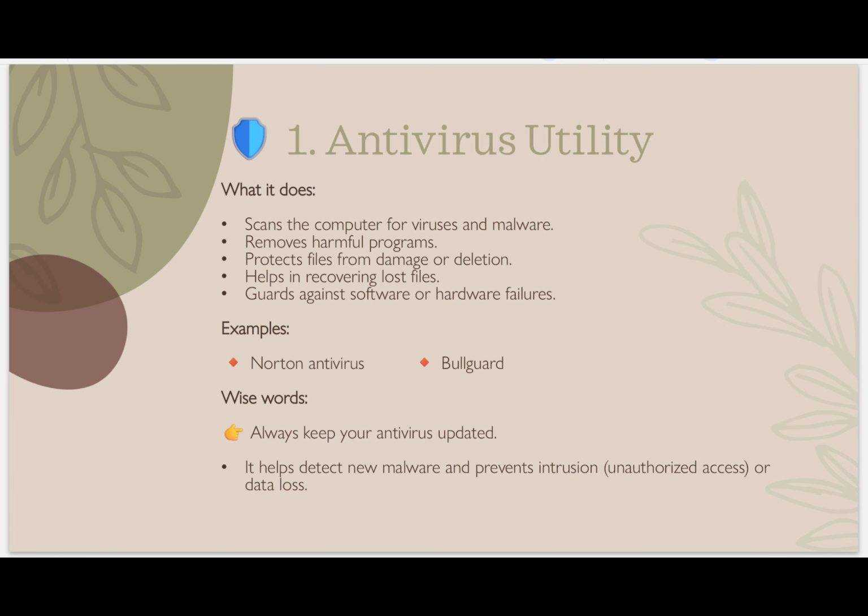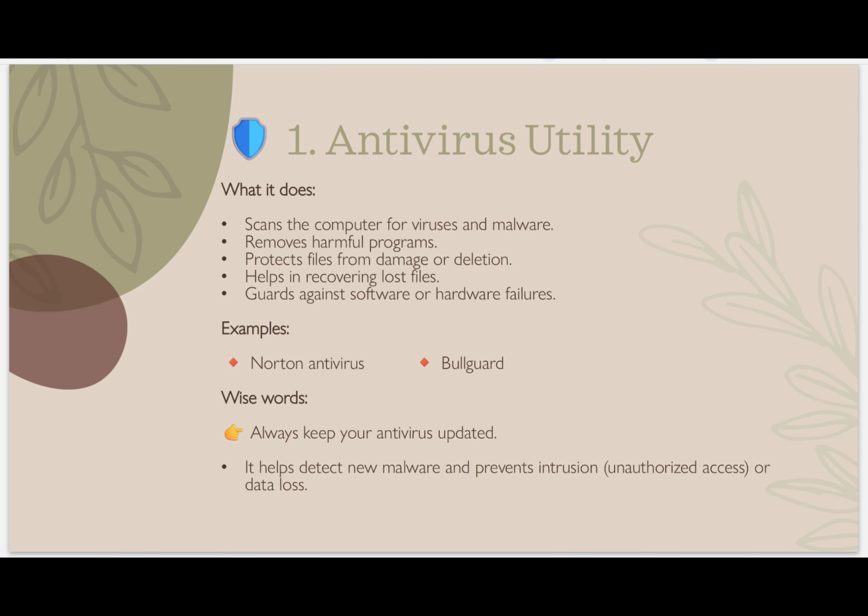First, see, the first utility programs are antiviruses. Antiviruses come into utility programs. Antiviruses, file compression, and backup. These are three types of utility that come under utility. So first we will start with antivirus utility. What is it? It scans the computer for viruses and malware, right?